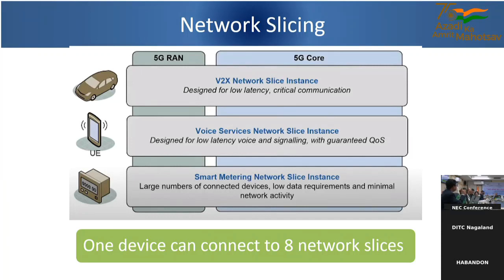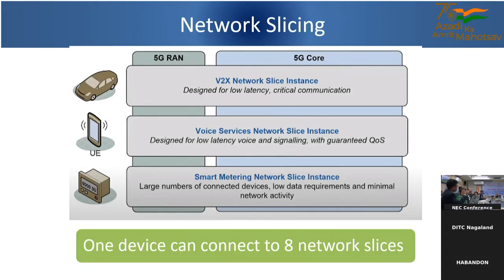Suppose you are using 5G for smart meter kind of applications, where the requirement is coverage, right? So that you are able to cover each household where a meter is installed. You may not need very high throughput, right? So all applications require a different set of quality of service. In 5G, we are able to virtually divide the network into different parts and support the different quality of service required. So we call it network slicing.